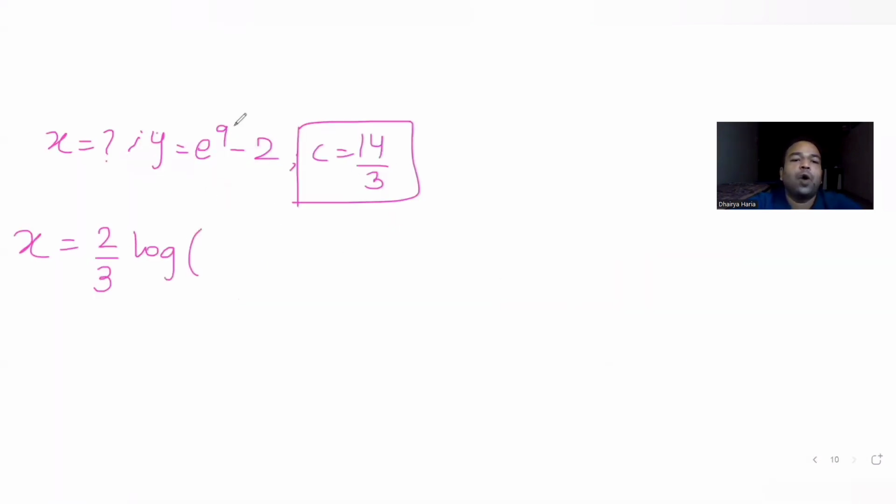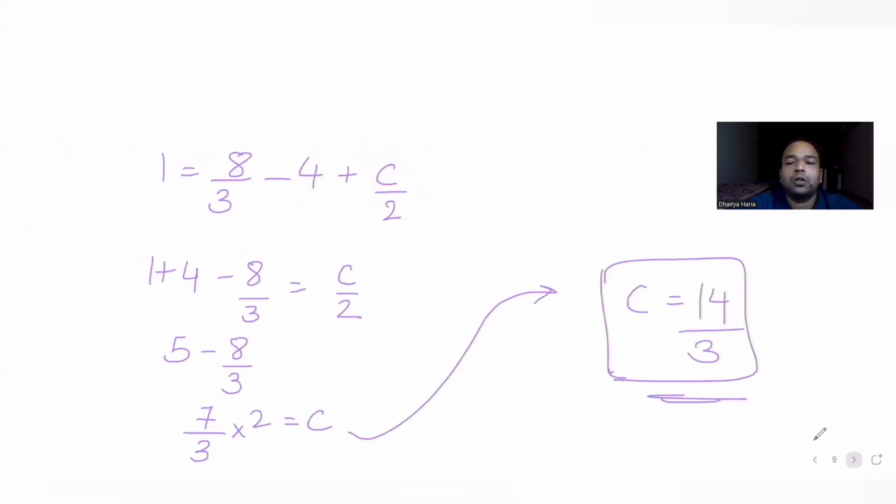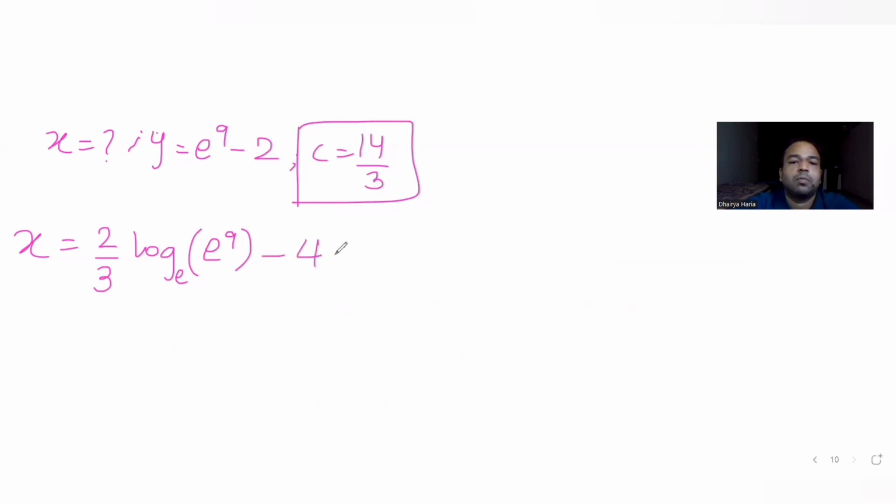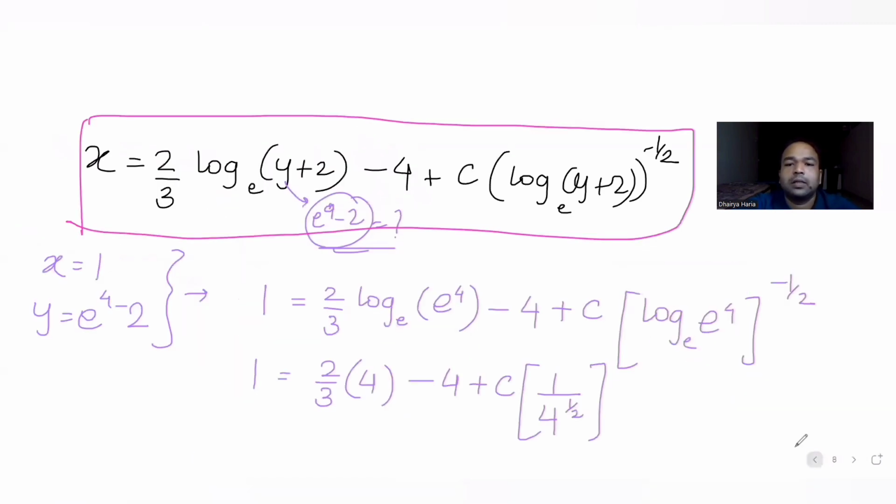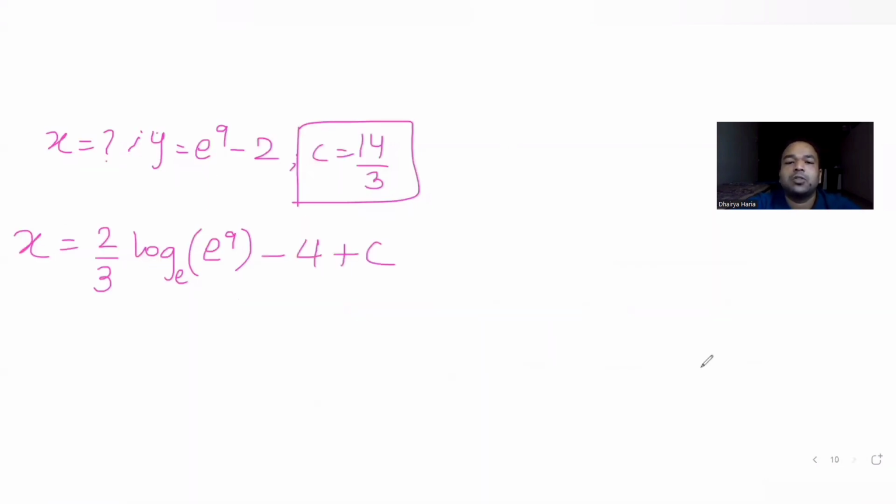So log of y, we know, e raised to 9 minus 2. e raised to 9 minus 2 and plus 2. So minus 2 and plus 2 cancels. e raised to 9 to the base e, minus 4, plus c, log of e raised to 9 minus 2 plus 2 to the base e. So log of e raised to 9 to the base e, raised to minus half.